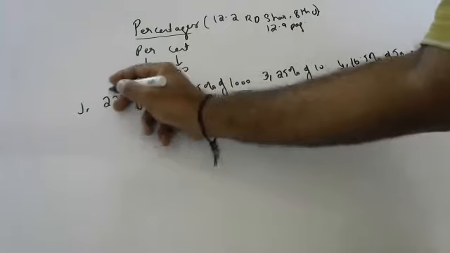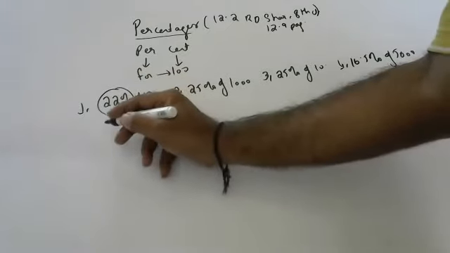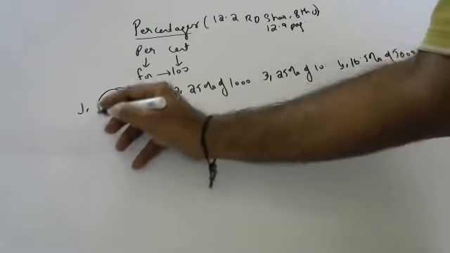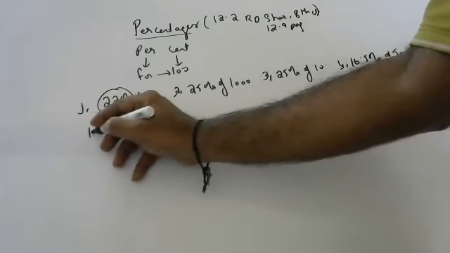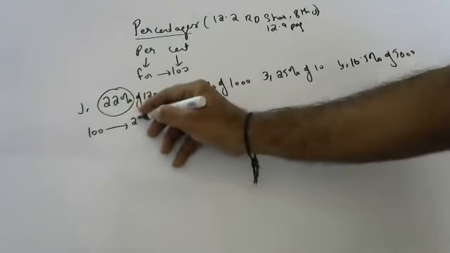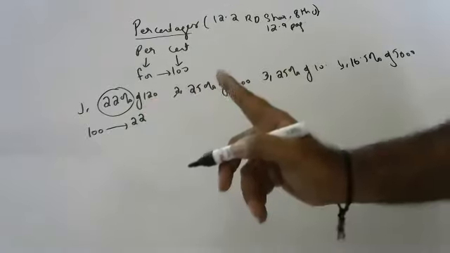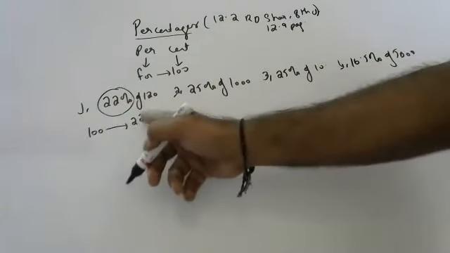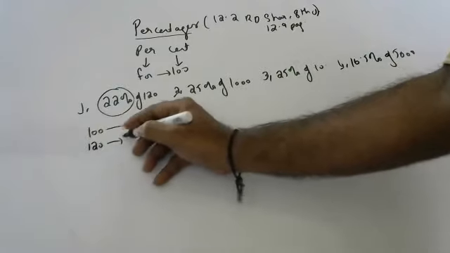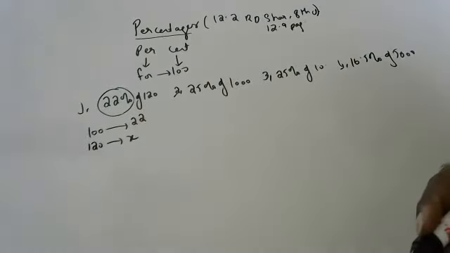See, 22% of 120 I'm asking. Children, 22% means for 100 it is 22. For 100 it is 22. For 120 it is how much?